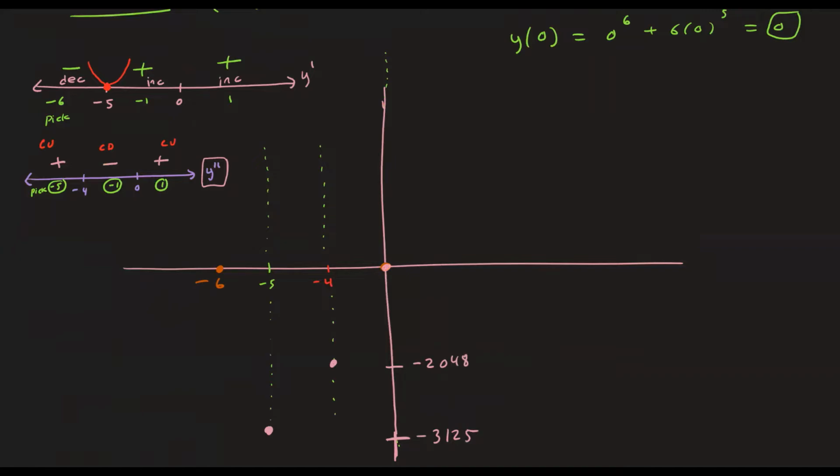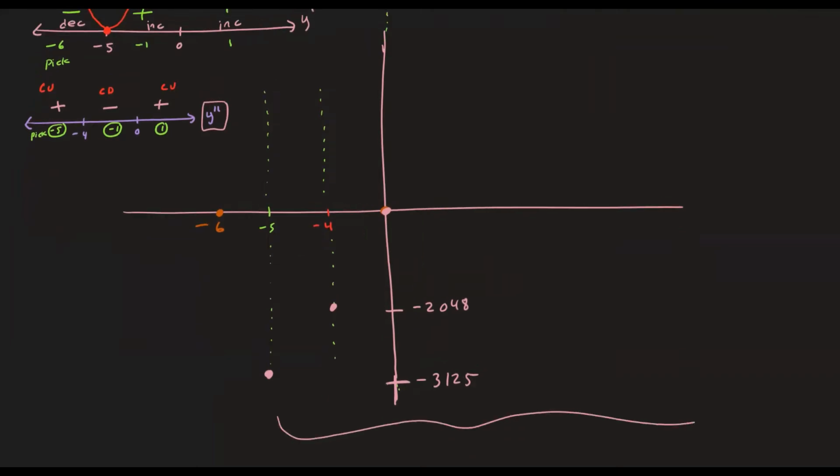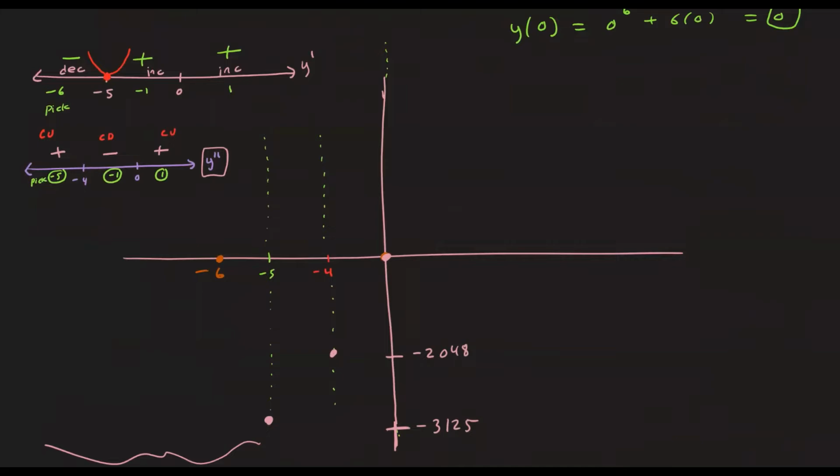Looking at the first derivative, we're increasing from -5 all the way to infinity. So this portion right here is increasing. You can think of your curve always going up, something like that. And then on the left side, you're decreasing. That's what the first derivative tells us. So it's going to be going down this way.